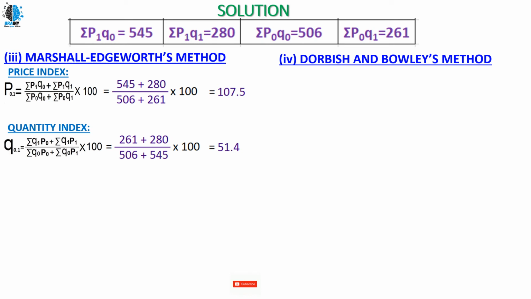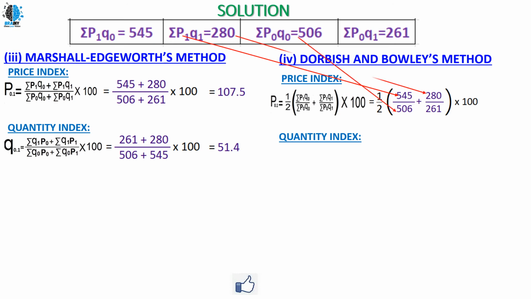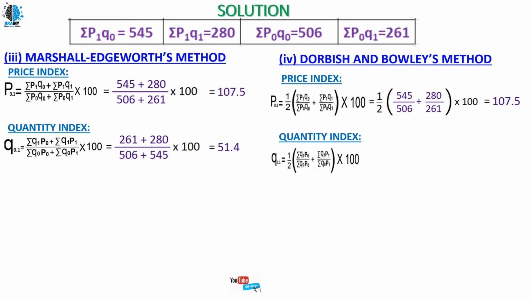Next we have Bowley's method. Here, for the price index and quantity index, the author takes the arithmetic mean of the Laspeyres and Paasche methods. So I will have all these values here: 545 divided by 506 plus 280 divided by 261. If I do the entire calculation, the final value I get is 107.5.